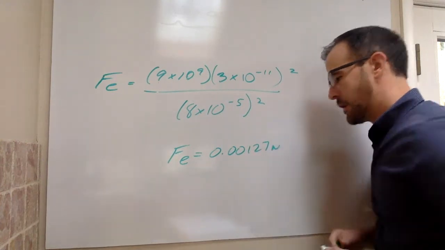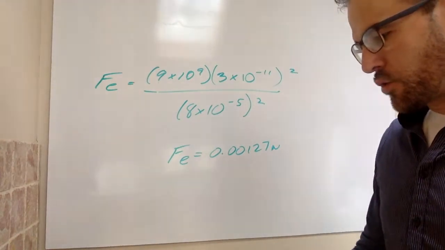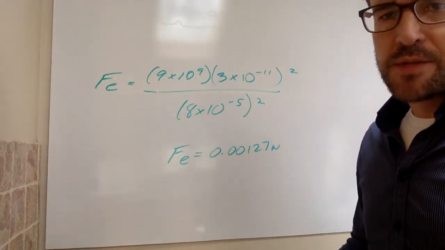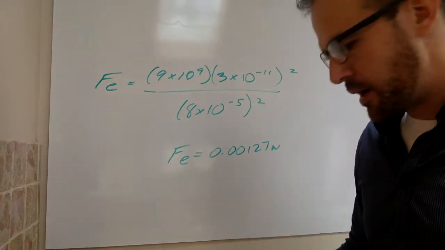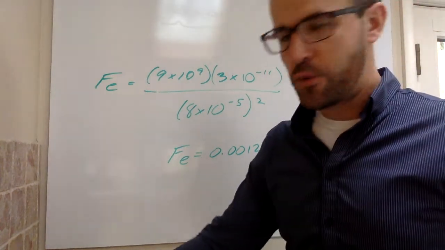0.00127 newtons. Doesn't sound like a lot, but if we had the mass of a granule of sugar in kilograms, it would be a tiny number. F equals ma. You could still have a pretty good acceleration from such a light force.